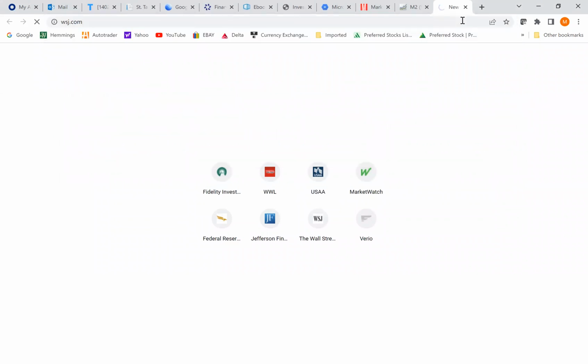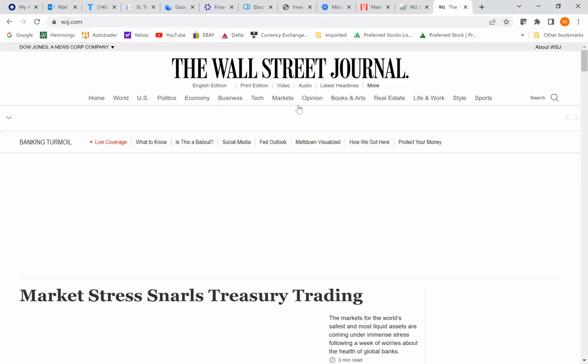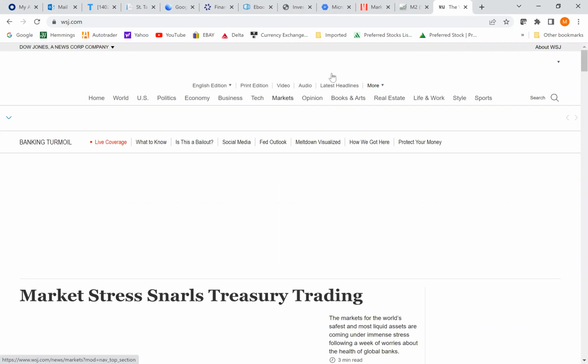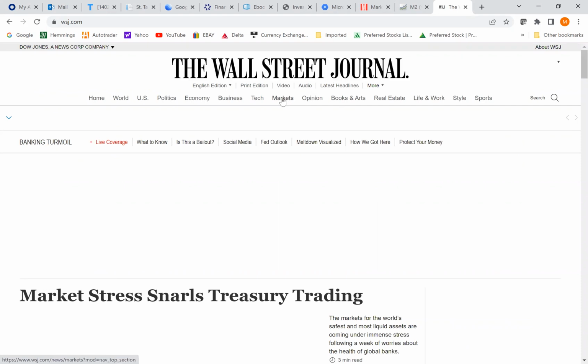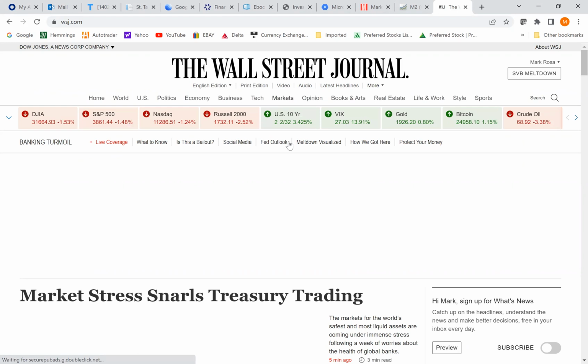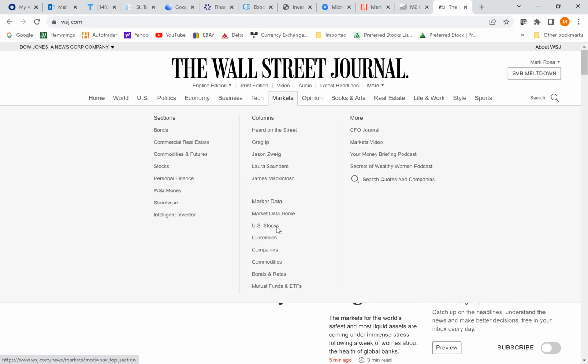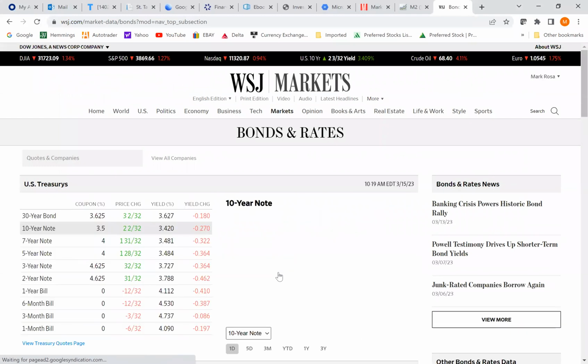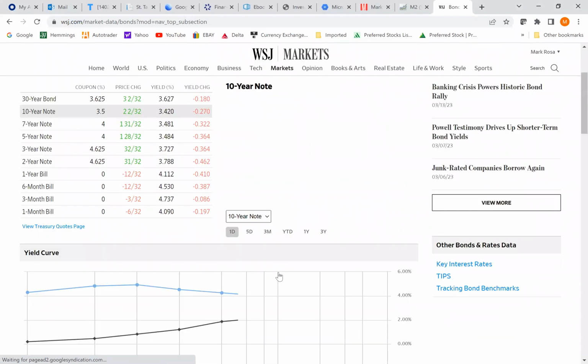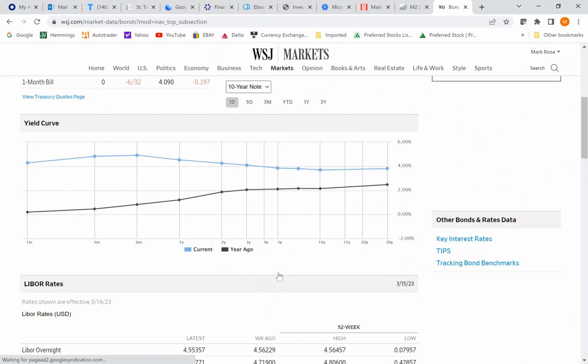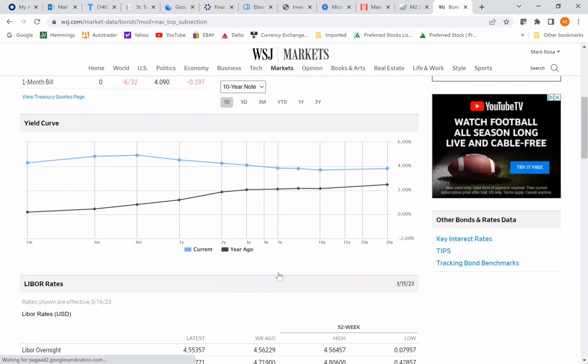So I'm going to go to wallstreetjournal.com. And I think they have a good place where you can check rates. Let me see if this is going to cooperate. There we go. So I'm going to go to markets, then market bonds and rates. Okay, they're going to show a yield curve because they should. All these financial sites need to show a yield curve, for the importance of it that I described in the last video. They're showing you a year ago and they're showing you now.